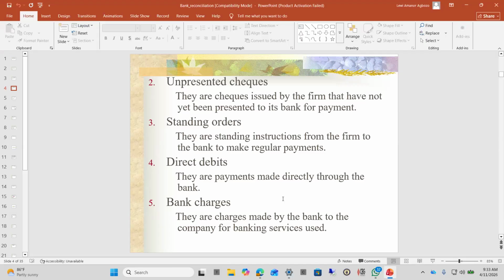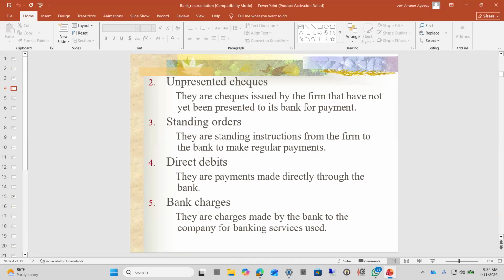Then the fourth thing that can also bring the difference is what we call direct debit. Now, when we say we debit your account in the bank, it only means that you've made payment. You've made payment directly in the bank. So direct debits are payments that hit your bank account, or payments that are made from your bank account without your knowledge.